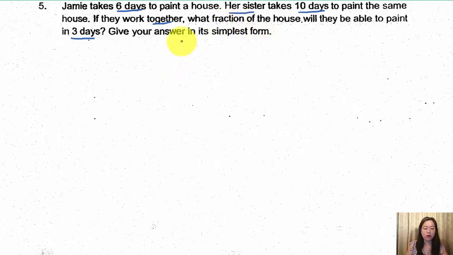So, we can tell that this is actually a question on rate or speed, and they have two different speeds. So let's create a table to help us understand better. So for Jamie, she will take 6 days to paint a house. And for her sister, she will take 10 days.